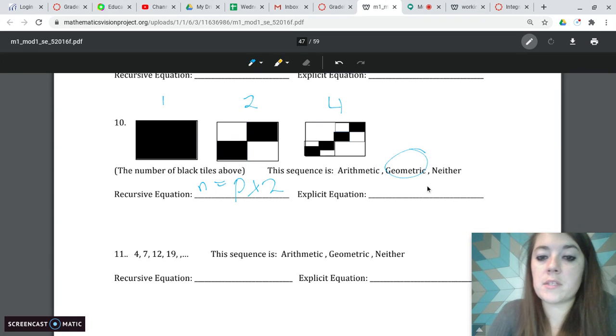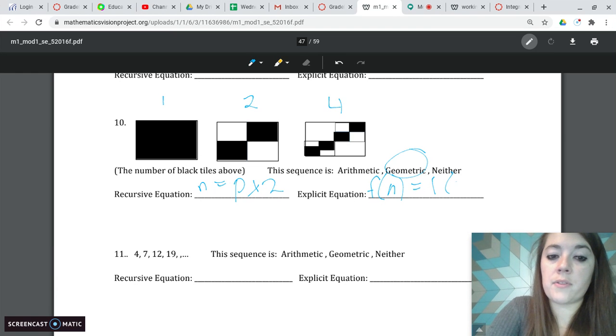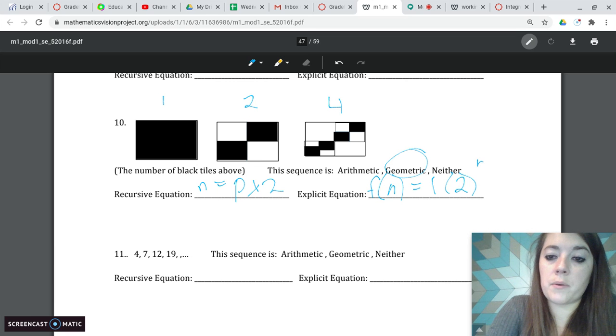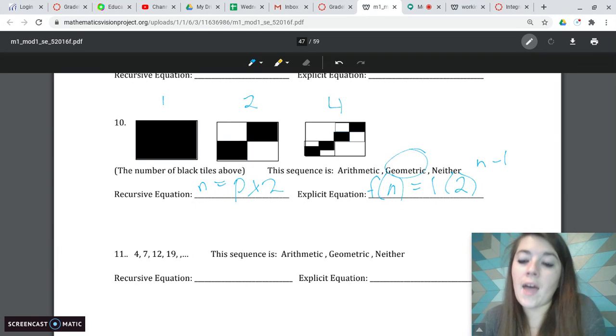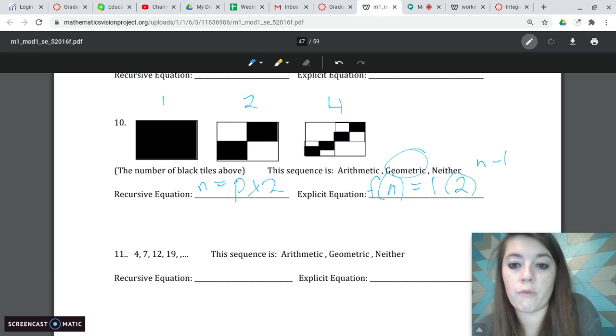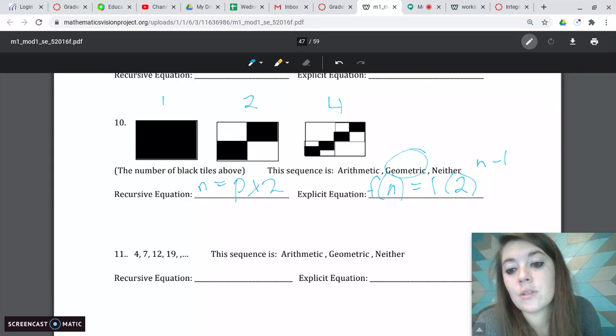So remember, with the explicit equation, we can use any term number we want. I'll use the first one, so 1. In parentheses, we put what we're multiplying by, so 2. And then the exponent is n minus 1. That exponent will change depending on which number you choose to use. So if you used 4, let's say, you would have had 4 times 2 to the power of n minus 3 because 4 was the third term.